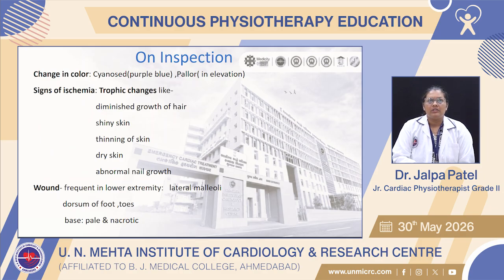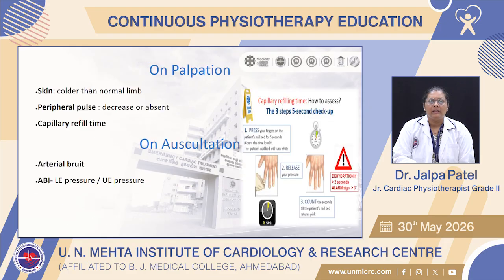On inspection: change in color, cyanosis, purple-blue, and pallor on elevation. Signs of ischemia: trophic changes like diminished growth of hair, shiny skin, thinning of skin, dry skin, and abnormal nail growth. Wounds are frequent in the lower extremity, lateral malleoli, dorsum of the foot, and toes; the base is pale and necrotic.